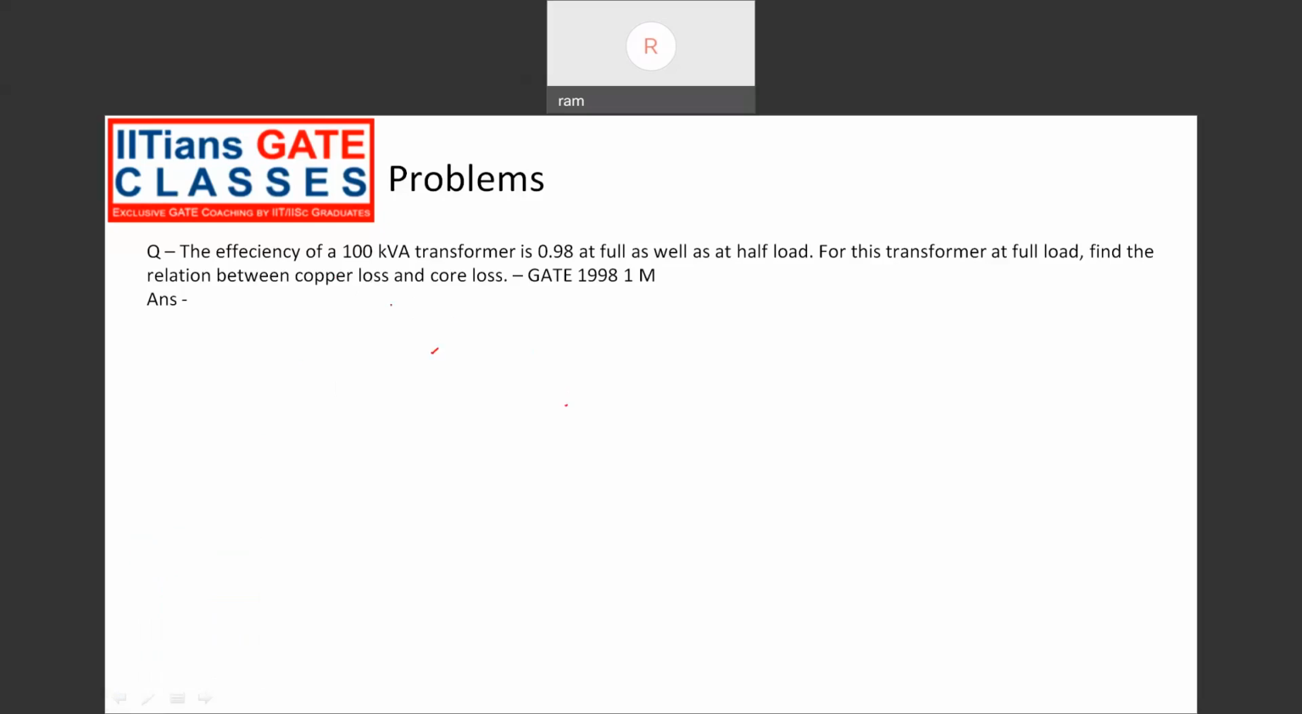The transformer efficiency is given by kVA out into power factor, divided by kVA out into power factor plus iron loss plus copper loss, right? Now let's say the power factor is unity.